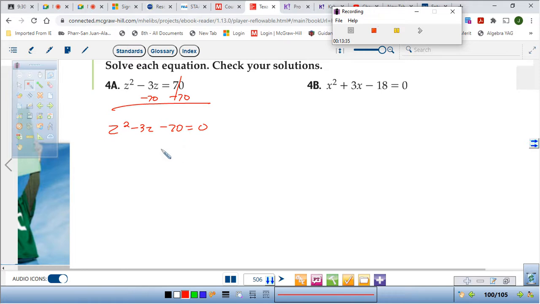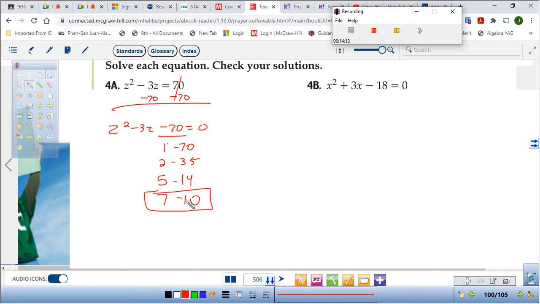Now, get the factors of 70. Okay, I don't know what they are. Ready? 1 and 70, 2 and 35, 3 and I have no idea, 4 and I have no idea, 5 and 14, 7 and 10. Ooh, thank God. 7 and 10 are my answers. I can see it already.